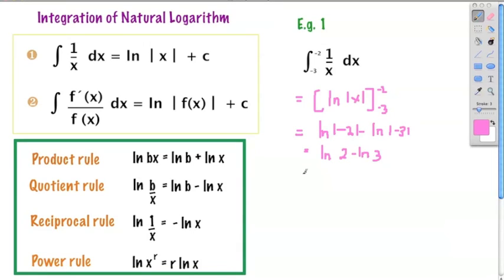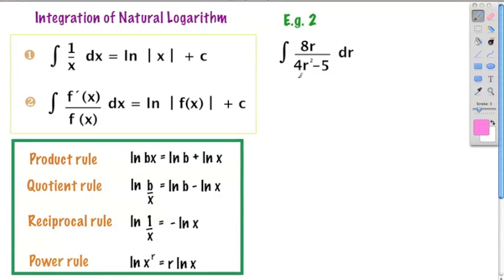So we refer back to the quotient rule that I have mentioned before. We can change from this form to this form. So we want to change it, and we will get ln 2 over 3. And that is the final answer.